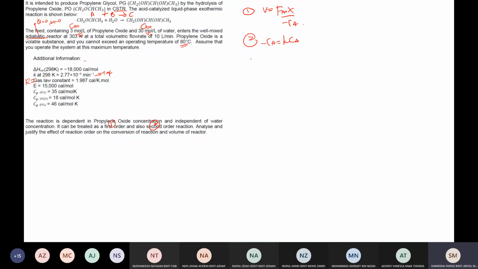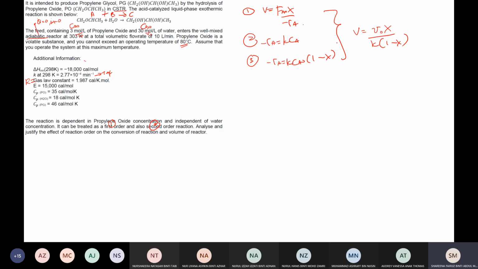Then number 3 is the stoichiometry, in order for you to expand this CA. So negative RA is equal to KCA0 (1 minus X). You have to combine these three to get, simplified, V0 X over V is K (1 minus X). So this would be the equation.